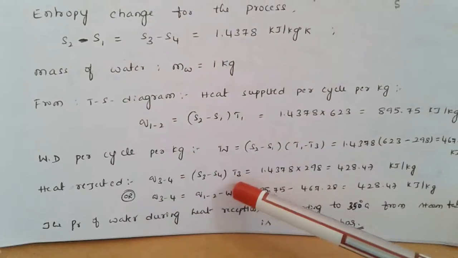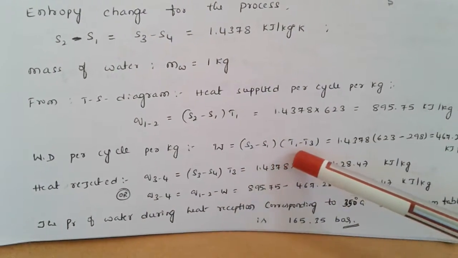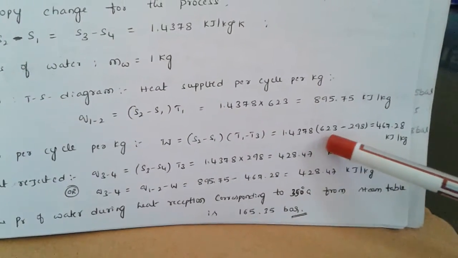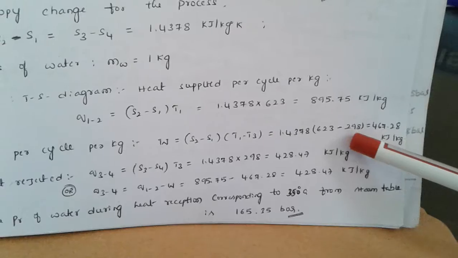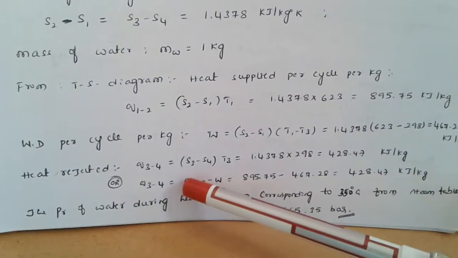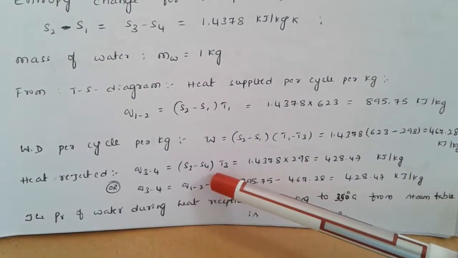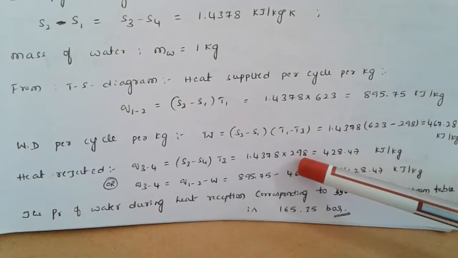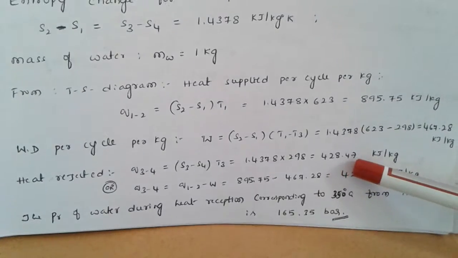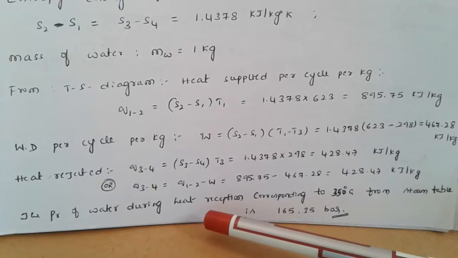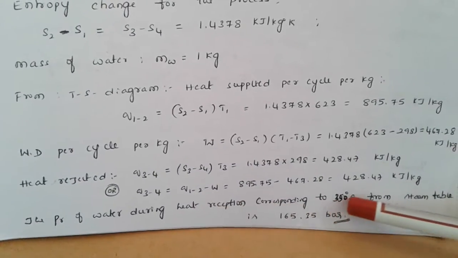Work done per kg per cycle is W equal to (S2 minus S1) times (T1 minus T3). Substituting these values, 1.4378 times (623 minus 298, the lowest temperature), it becomes 467.28 kilojoules per kg. In a similar way, for heat rejection, Q3-4 is equal to (S3 minus S4) into T3, 1.4378 into 298, which becomes 428.47 kilojoules per kg.